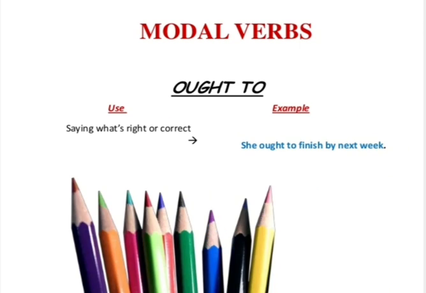Ought to. Ought to is used to say what is right or correct. Ought to is used for moral obligations. What is right, what is correct, what is moral obligation, there we use ought to. She ought to finish by next week. You ought to help the poor. We ought to help the needy. So it is moral duty.